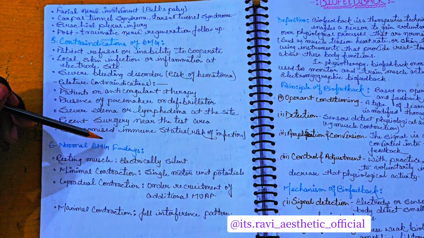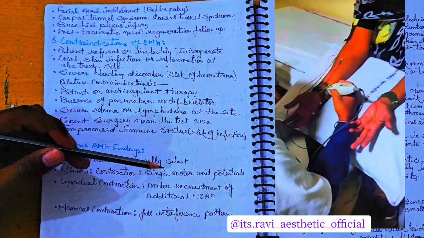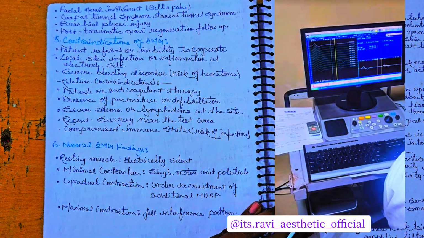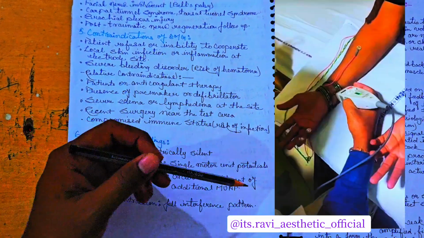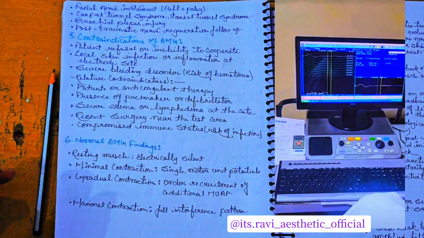So what is the normal finding on the EMG? A resting muscle is electrically silent. With minimal contraction, a single motor unit potential is seen. With gradual contraction, there is orderly recruitment of additional motor unit action potentials. With maximal contraction, a full interference pattern is shown.